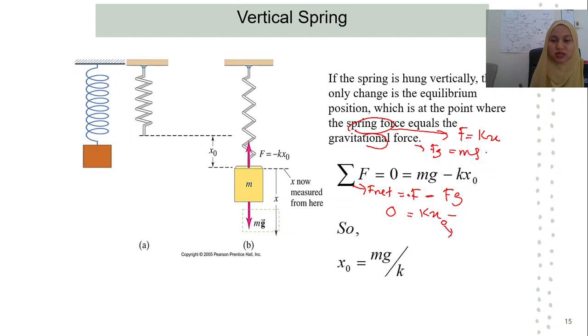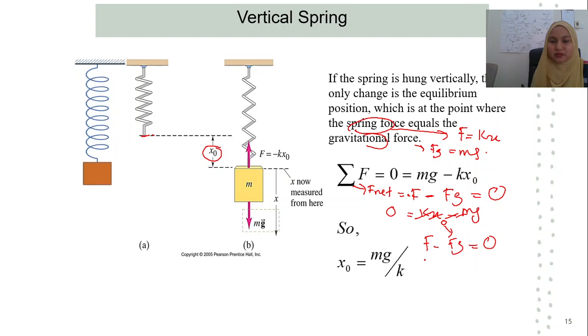x naught here represents the equilibrium position of the spring. As you can see, this is the equilibrium position x of the spring before the mass is attached, before the spring starts to oscillate, minus mg, right? So F net, the total F here, equals F minus Fg equal to 0. Then we rearrange the equation by putting the 0 on the right side and this one moves to the left side. That's why we get F minus Fg equal to 0.